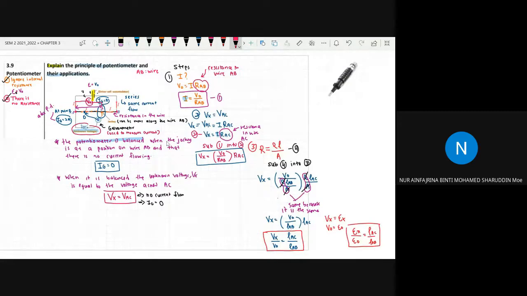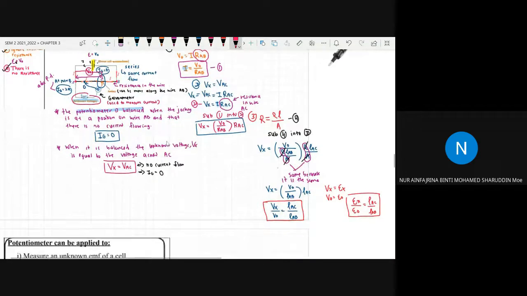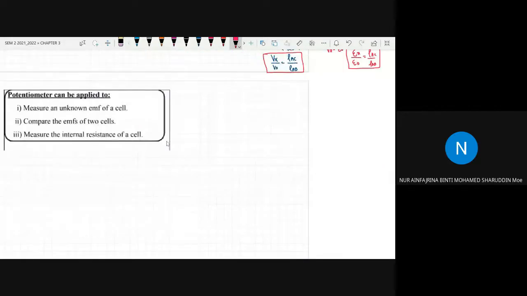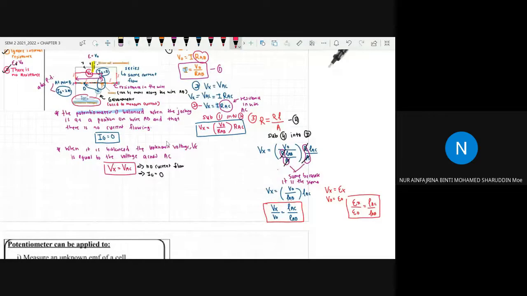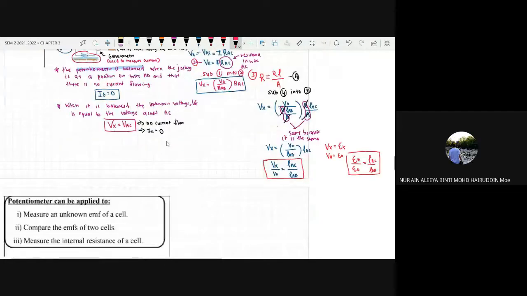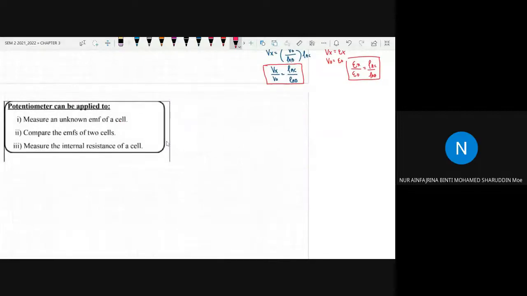Okay, hello. Semua dah siap ke? Okay, most of you already done. So, let's proceed with tutorial question. Okay, sebelum tu, kejap, boleh Miss proceed ke? Okay, may I? Boleh. So, potentiometer ni, kenapa kita nak guna potentiometer ni? So, dia boleh apply untuk apa?